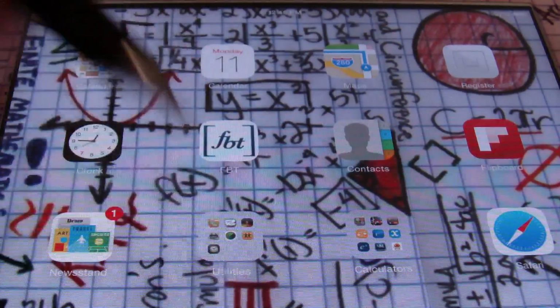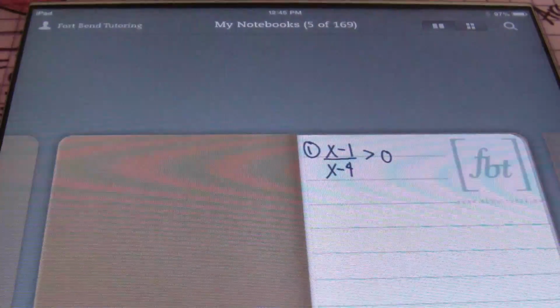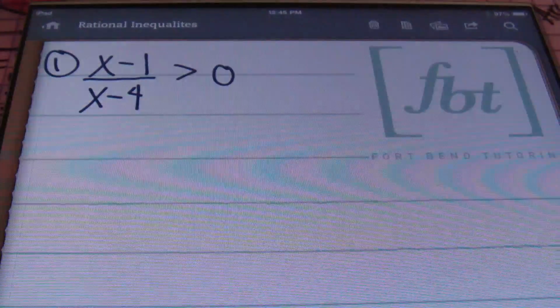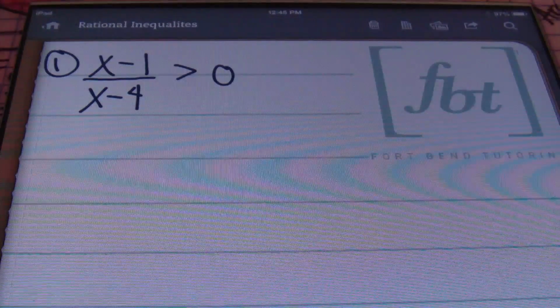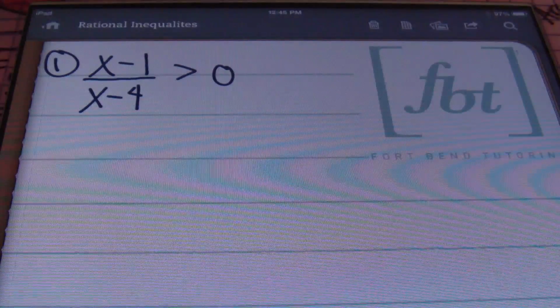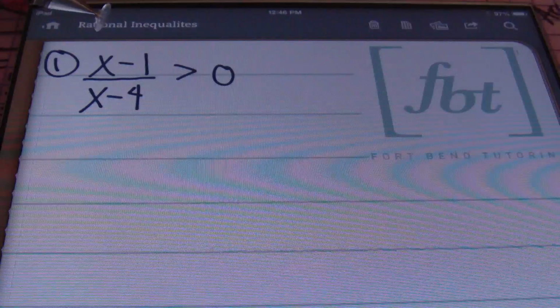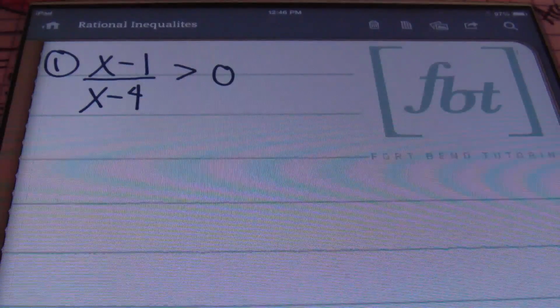Hello ladies and gentlemen, this is Mr. Witt with Fort Bend Tutoring, and today's tutorial is about rational inequalities. We're going to dig right into this lesson, starting out with problem number 1. Bottom line, when you have a rational inequality, you're talking about having rational expressions within an inequality. So in problem number 1, you'll notice that we have a rational expression, aka a fraction, greater than 0.